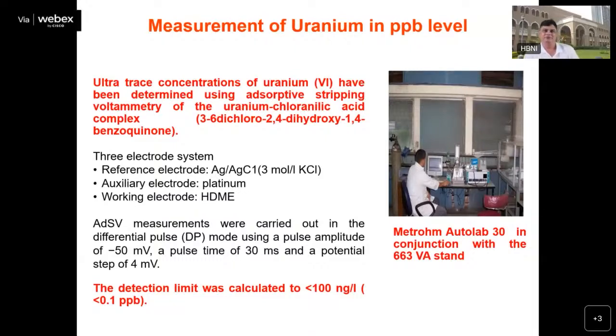So this is what we do. I told you that being from the Department of Atomic Energy, the analysis of uranium in the various effluent samples, in groundwater samples or potable water is very important for us, and we need detection at the ppb levels. So this is how ultra-trace concentration of uranium has been determined by using adsorptive stripping voltammetry. In this, we have used the silver chloride reference electrode, a platinum auxiliary electrode, and a hanging mercury drop working electrode.